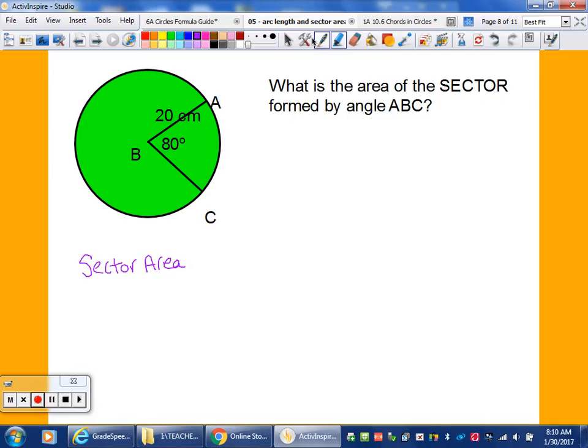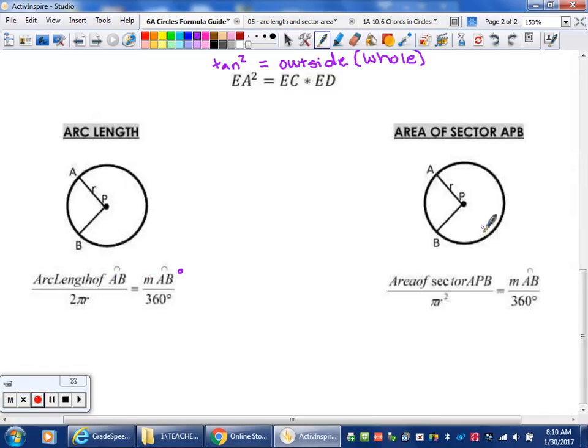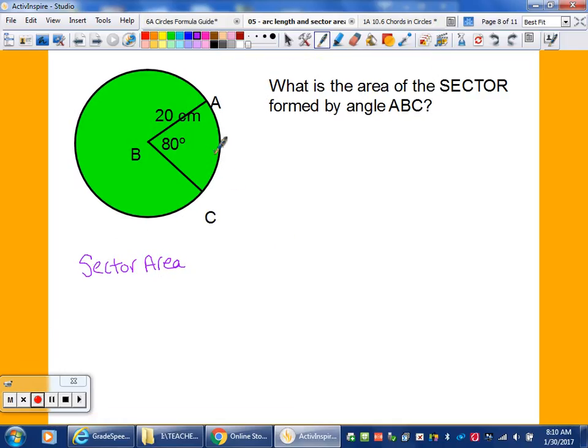Okay? If you go back and look at your formula guide, right next to arc length, there's the sector area formula. It says the area of the sector divided by pi r squared, which is the area of the whole circle, equals the measure of the arc divided by 360 degrees. So sector area is how much area a piece of the circle takes up.